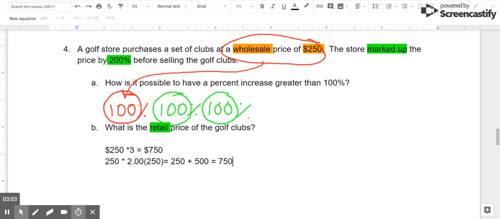All right. So it's possible to have a percent increase greater than 100% because we're not just taking part of our whole. We're actually increasing the amount we have by a certain percent. So here is our starting amount in red, and then we added 200% on in green for a total of 3 times our original amount, or 300% of our original amount.